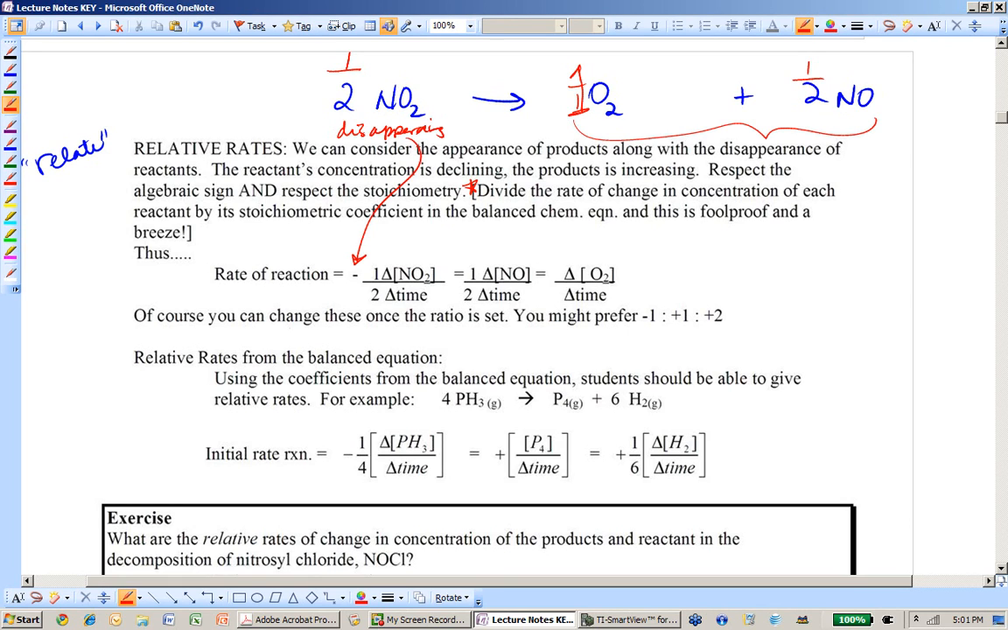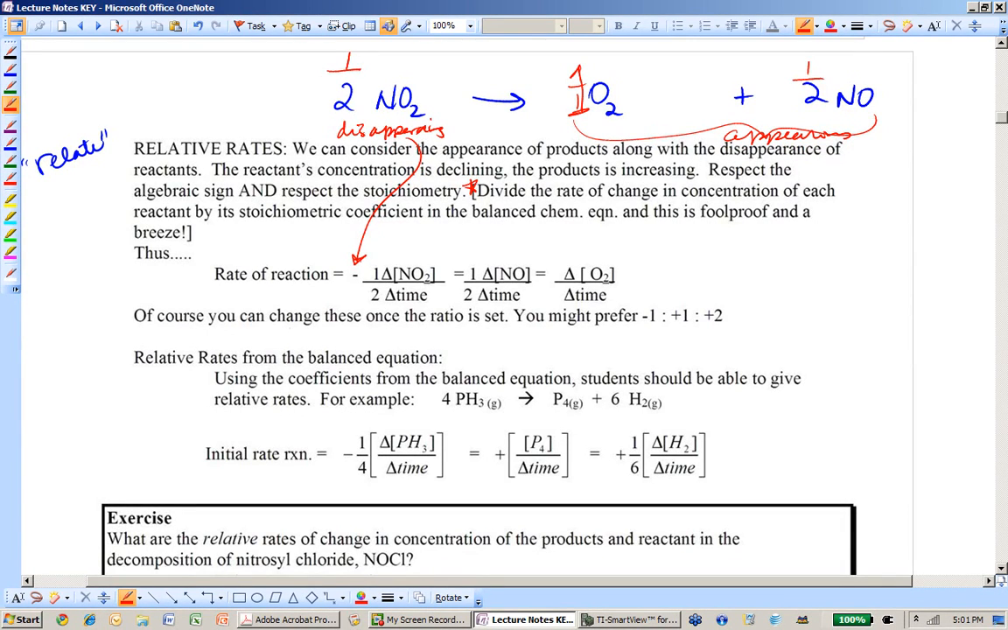These are both appearing, hence a lack of negative sign, which is an understood positive sign. So if you don't like the fact that I've got 3 different expressions, you would never use all 3 at once. You're only going to pick a pair. So we can do this for however many reactants and products. You're only going to relate the one thing that you measured to something else in the reaction.